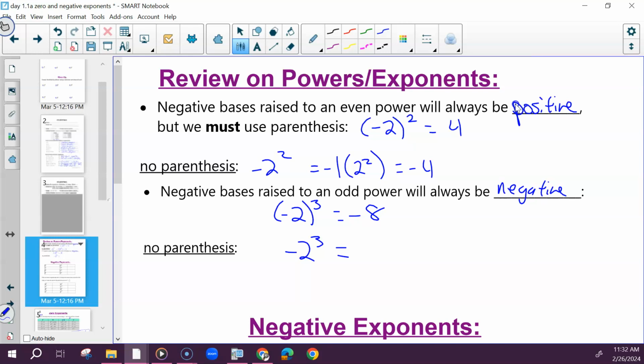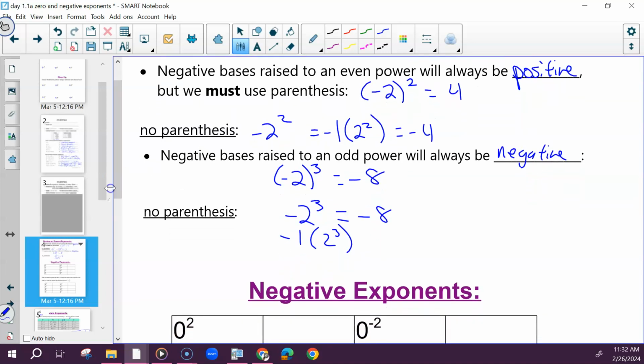It's still negative, because this is saying negative 2 times negative 2 times negative 2, which would be a positive and then change to a negative. This one would be negative 1 times 2 to the 3rd, which would still give you that negative regardless. So the negative base raised to an odd power, it doesn't matter if you use parentheses or not, but we have to use them for even powers. You need to keep that in mind as we move forward with other simplifying exponent things. Questions on that before we talk about negative exponents?